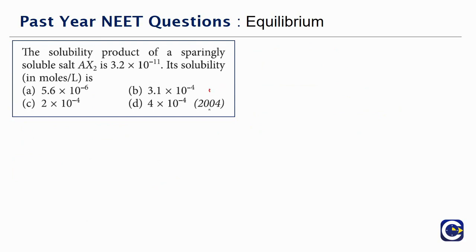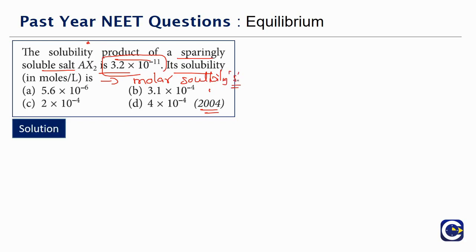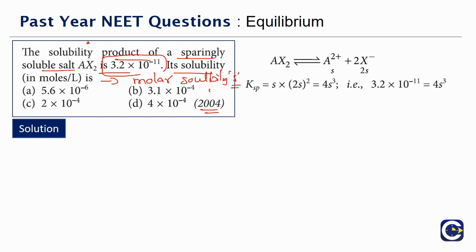Next we have a question in 2004. This is on the solubility product. The solubility product of a sparingly soluble salt AX2 is 3.2 into 10 power minus 11. Its solubility in moles per liter, which means they are asking what is the molar solubility. Remember, the molar solubility will depend upon the formula for the salt. So if you look at the solubility of this particular type of salt AX2, it is going to give us 1 A ion and 2 X minus ions.